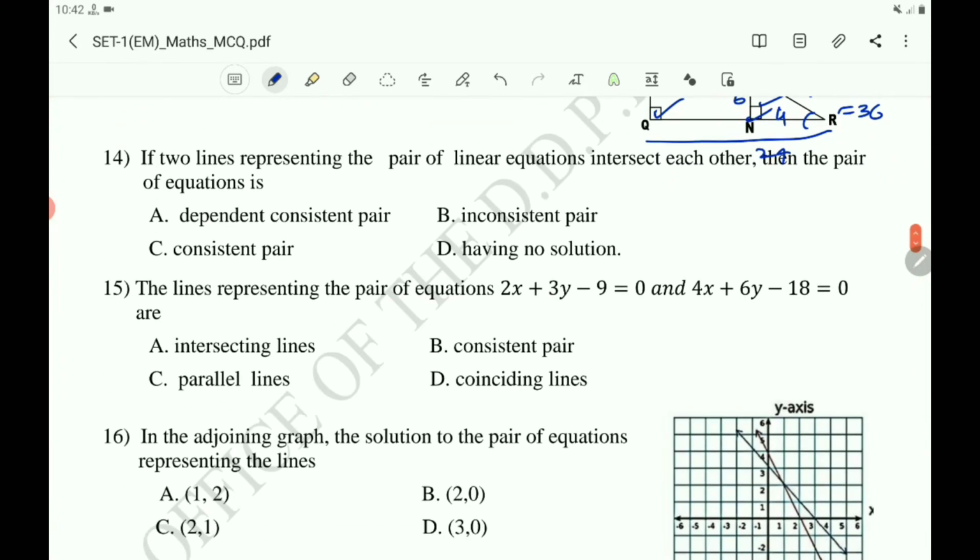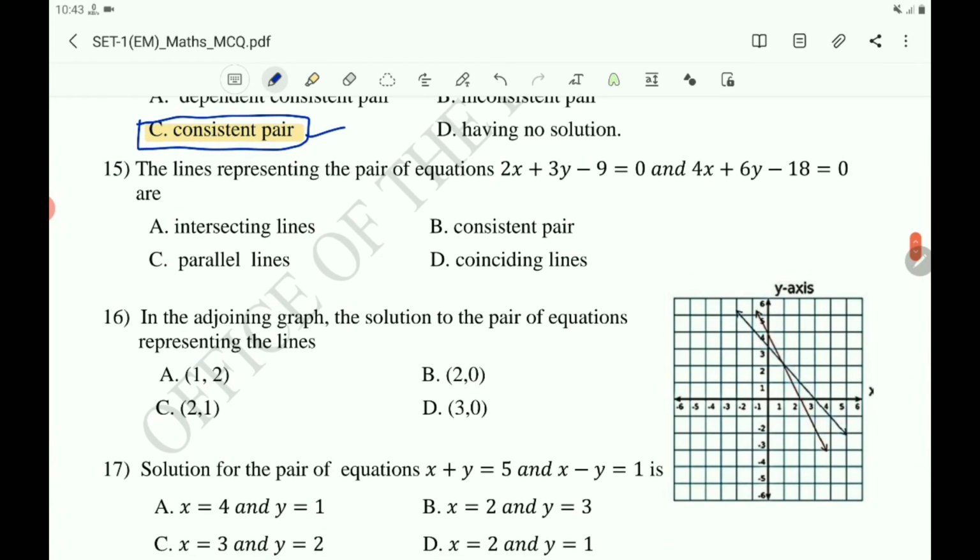Next you take the 14th question. If two lines representing the pair of linear equations intersect each other, then the pair of equations is. Here two lines are intersecting each other, then the pair of linear equations, you know that they are consistent. So you take option C. Note down the answer, option C, consistent pair. If they are coinciding, then you can say that they are dependent and consistent pair. Here they are intersecting, so you have to take option C, consistent pair, as the answer.